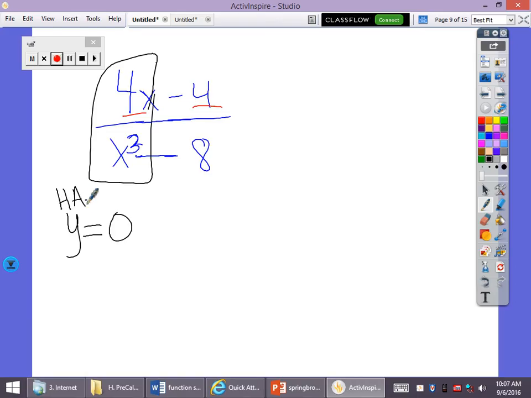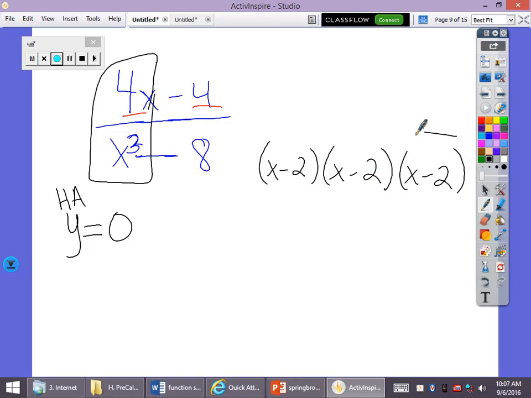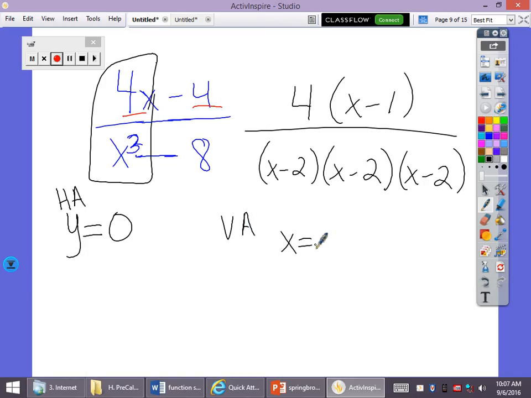To find my vertical, I'm going to factor this. It's x minus 2, x minus 2, x minus 2. Okay, when I factor the top, is it going to be an x minus 2? No, but just to prove to you, it's going to be 4x minus 1, so nothing repeats, correct? Okay, so my vertical asymptote is x equals 2. Remember, it's opposite sign because this is a factor. This is the solution, the root, the 0, the x-intercept.